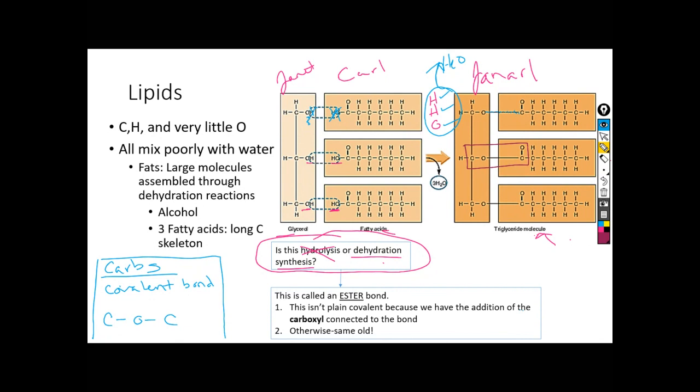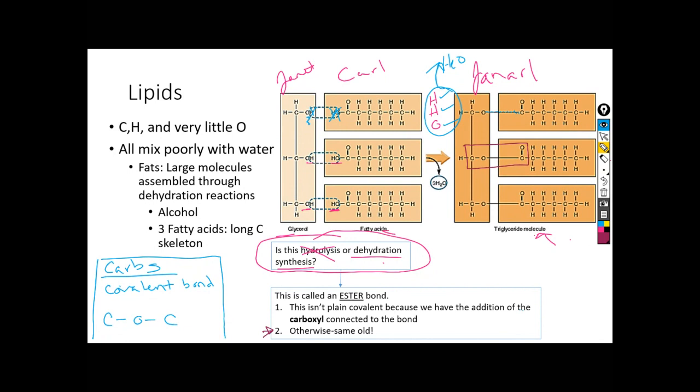This bond is called an ester bond. I don't name these things, so I'm gonna shoot the messenger. Fundamentally, we did the same process. That's what bullet 2 is saying. To do this, we didn't do anything special. This is like a whole chemistry thing.